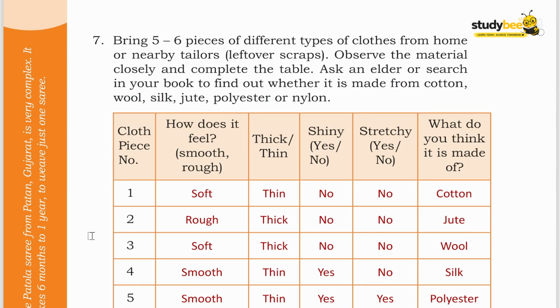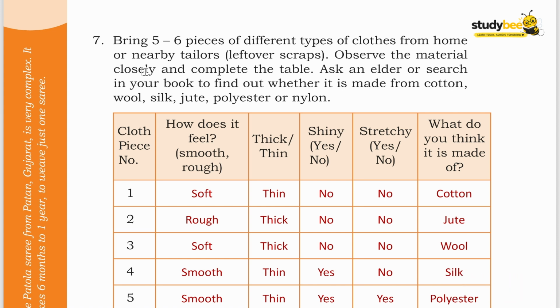Next. Bring 5 to 6 pieces of different types of cloth from home or a nearby tailor. So आप देखोगे आपके घर में बहुत सारे different types of clothes होंगे, right? Like synthetic clothes, some natural fiber clothes like cotton, wool, nylon. So you can find different types of cloth, and if you cannot find them at home, you can go to the nearby tailor. So they have a lot of leftover scraps. From there you can find different types of cloth and collect it, 5 or 6.